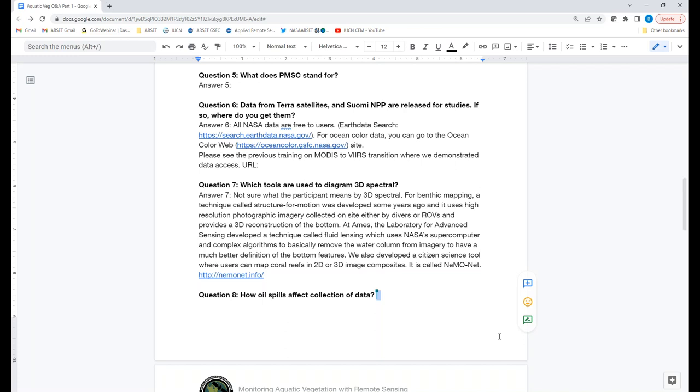I also want to mention that we developed a citizen science tool where users can map coral reefs in 2D and 3D image composites. It's called NeMO-Net. And here there's a link for NeMO-Net. It was originally available for iPads and iPhones. Now I believe it's also available for Androids. You can download it for free either through the Apple Store or the Google Store. Feel free to use it. Whatever you can contribute to it is actually helpful. You'll be contributing as a citizen scientist.